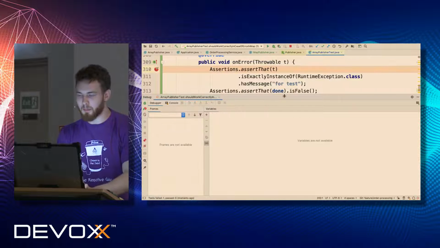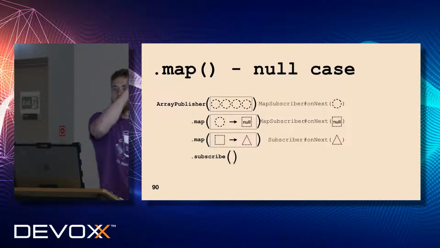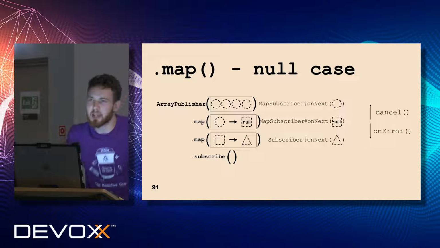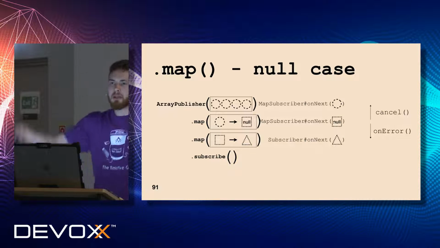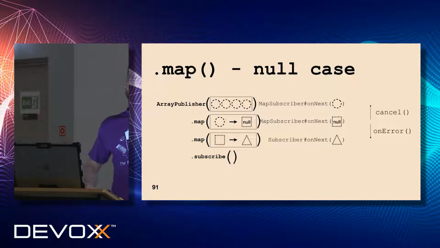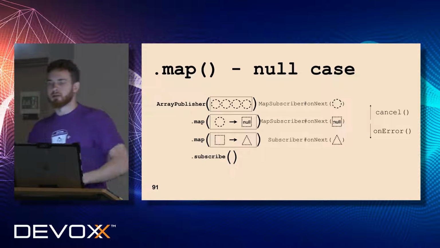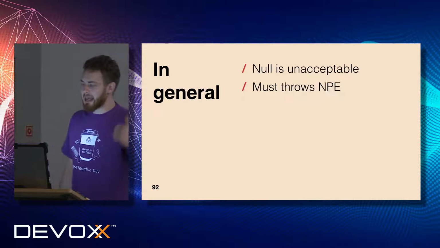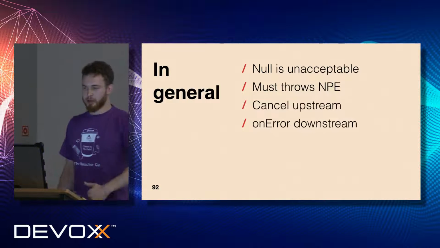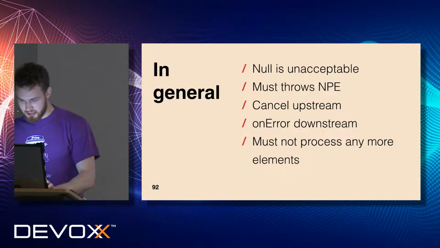All right, so let's go quickly to our slides, and let's do a quick summary. In case of a nullability case or an exception, we have to say cancel to upstream in order to identify that the issue happened. Since we are a middle stream, there is no other way to notify upstream to please stop sending data except calling cancel on the subscription. And we have to send onError to downstream. In general, we have to remember: null is unacceptable, must throw NPE, cancel upstream, onError downstream, and must not process any more elements. These are important cases for data processing.